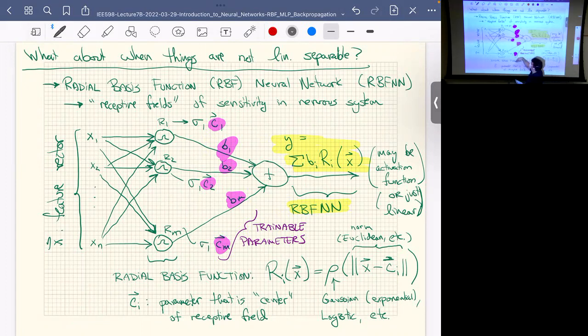I called these B's, and I don't actually remember why I chose to make the weights B's here, but if it's easier for you, they could just as well be W's. So those are just weights in front of the radial basis function.